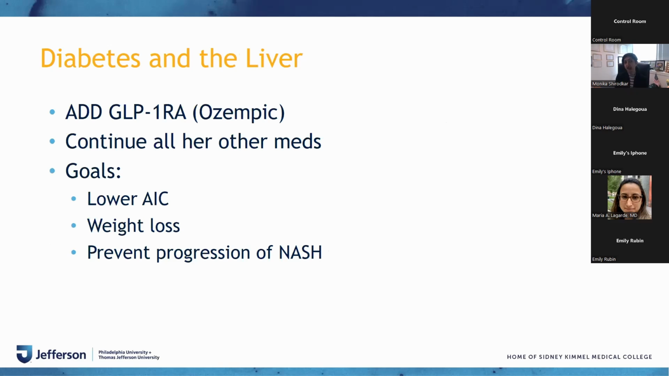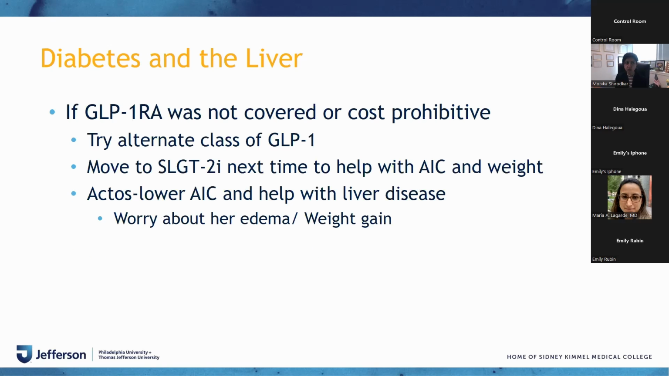So in this situation, I would choose Ozempic. It's a once a week agent, and the goal would be to improve her A1C, to help initiate that weight loss, prevent the progression of NASH, since we know that these are biopsy proven medications, and hopefully help just her overall metabolic status and give her some cardiovascular protection as well. But unfortunately, a lot of times these are not covered, or they're not affordable.